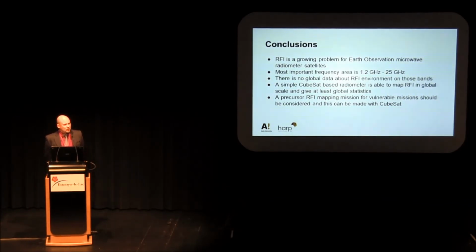And we think that a simple CubeSat-based system can be used for mapping radio frequency interference statistics globally, and this type of mission can be used and should be used as a precursor mission for a really big radiometer mission, for example like SMAP, or for a radar mission like Biomass. And we are strongly recommending that this option should be considered before this very expensive big radiometer mission is launched into an unknown radio environment. It should be studied first.